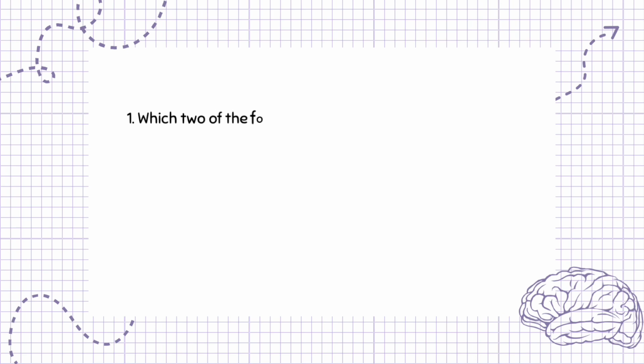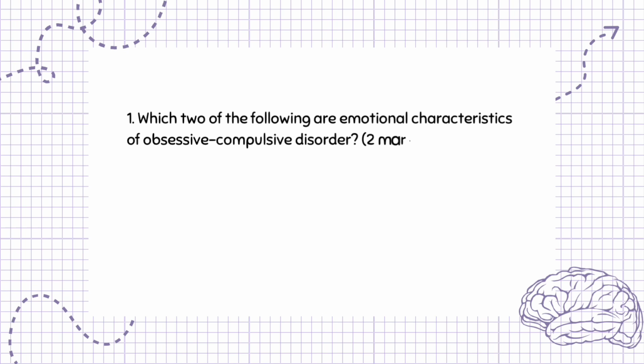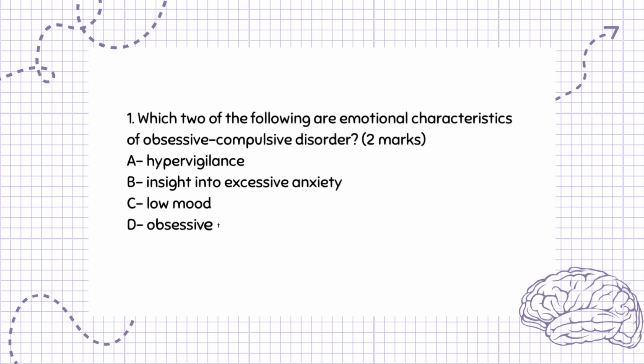Question 1. Which 2 of the following are emotional characteristics of obsessive-compulsive disorder? 2 marks. A. Hypervigilance. B. Insight into excessive anxiety. C. Low mood. D. Obsessive thoughts. E. Self-loathing. C. Low mood and E. Self-loathing.